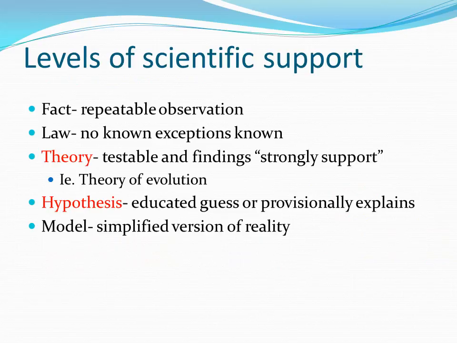We also have to think about some definitions. Facts or scientific facts are repeatable observations. Laws or scientific laws are where we see no known exceptions for that particular circumstance. Now the ones in red here are very important. Scientific theories are testable and relatable, and they're findings that are strongly supported, such as the theory of evolution or the cell theory that we'll be talking about. These are strongly suggested to be ways to look at how things work. And we'll be spending a whole unit looking at the theory of evolution, Unit 4.